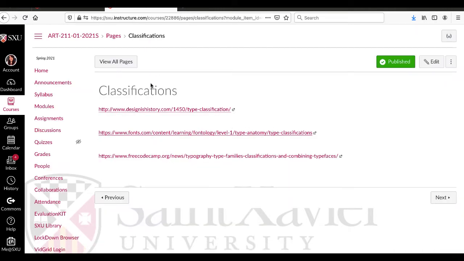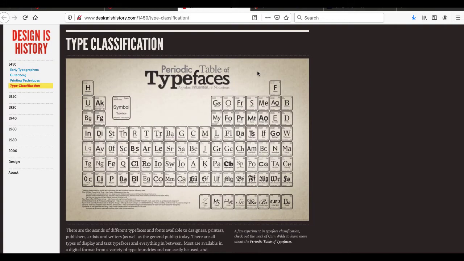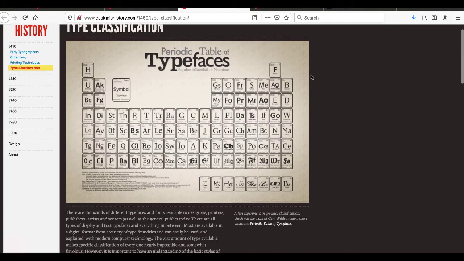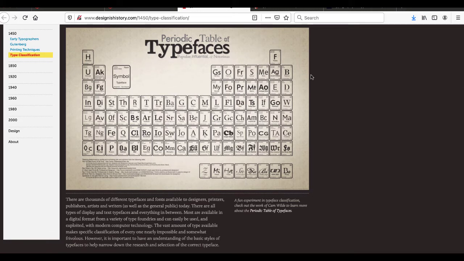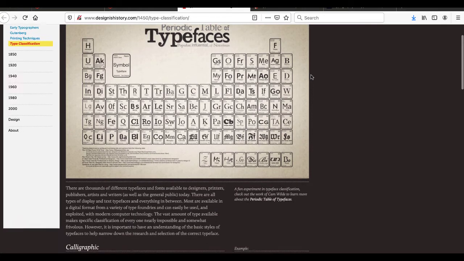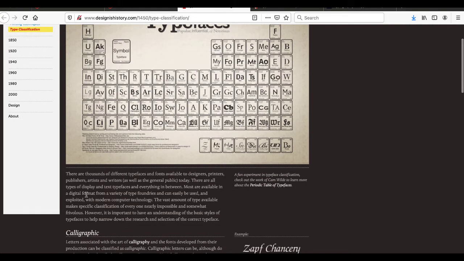Then we're going to get into classifications. You're going to notice that if you look up font classifications, there's going to be a few different answers. So, type classification. There are thousands of different typefaces and fonts available to designers, printers, publishers, artists, writers, as well as the general public today.